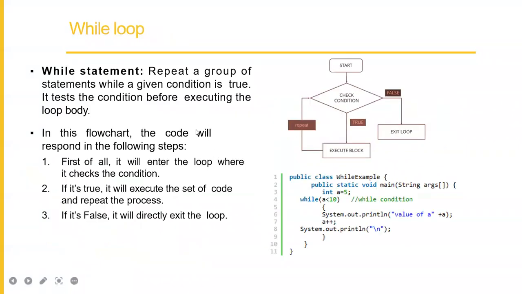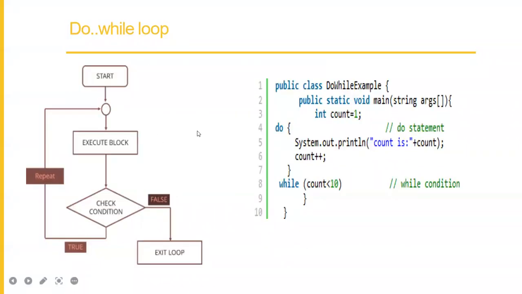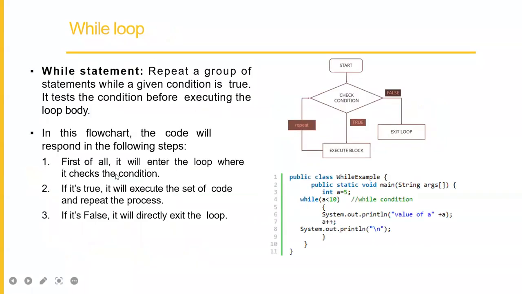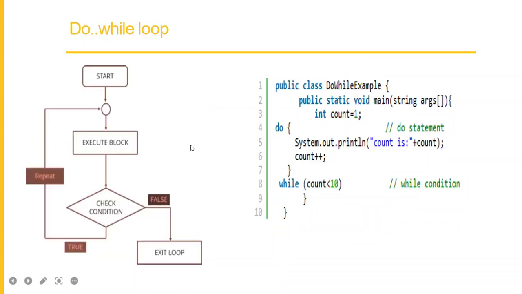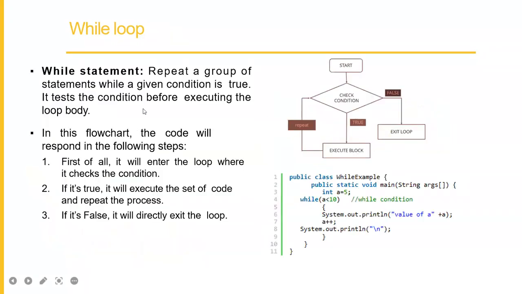What is the difference between while loop and do while? While loop is called an entry control loop. Why? Because before executing the body, the condition will be checked. And in the do while loop, what happens? If the condition is false also, at least once the body will be executed. That's why it is called an exit control loop. While loop is called entry control loop. Is it clear, guys?